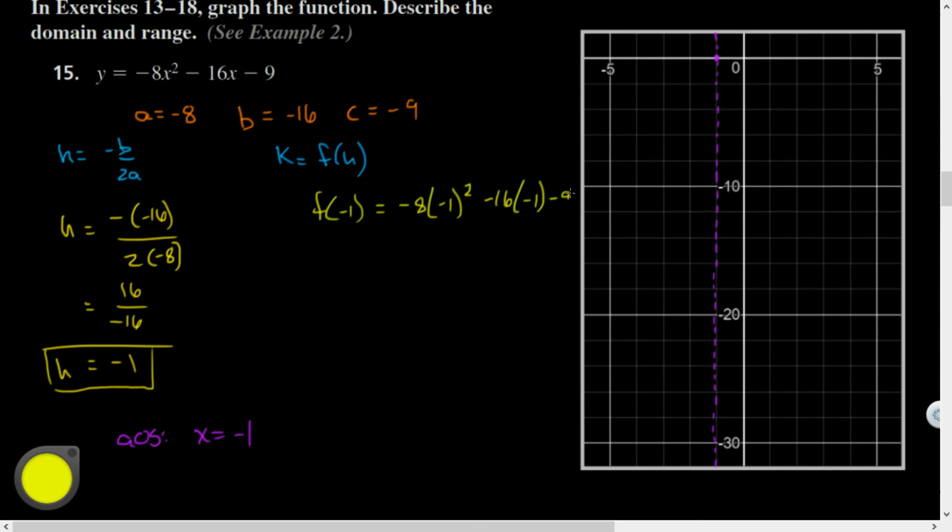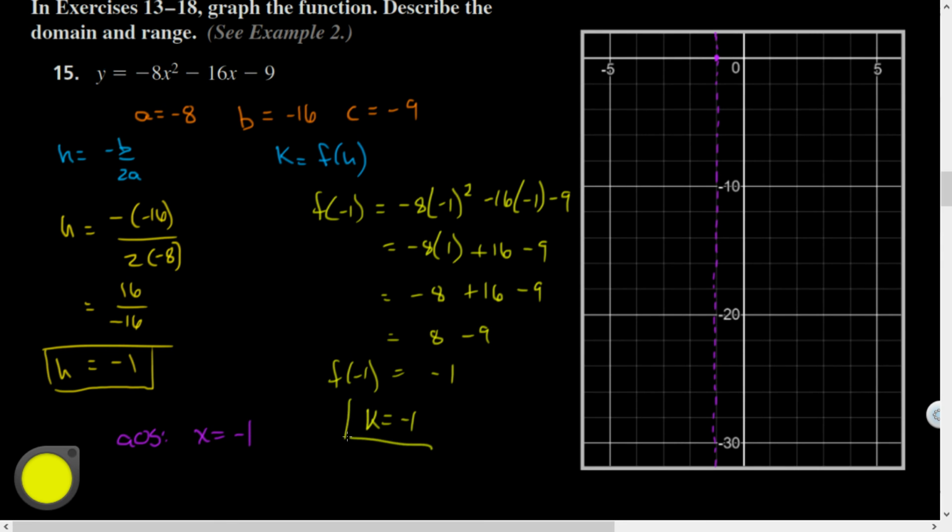So f of -1 is going to equal -8 times -1 squared minus 16 times -1 minus 9. Hopefully I gave you guys sufficient room on the homework for this, because these problems can take up a little bit of space. -1 all squared is +1, but that -8 is still out front. -16 times -1 is +16 minus 9. So let's see, -8 plus 16 minus 9. -8 and 16 combine to be +8. Ooh, goodness. And I get -1 is f of -1, meaning k is equal to -1.